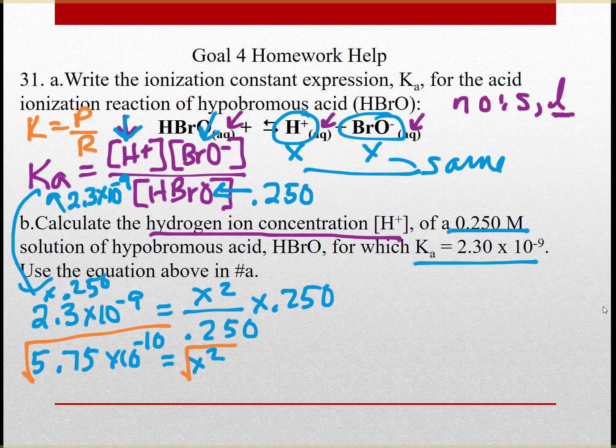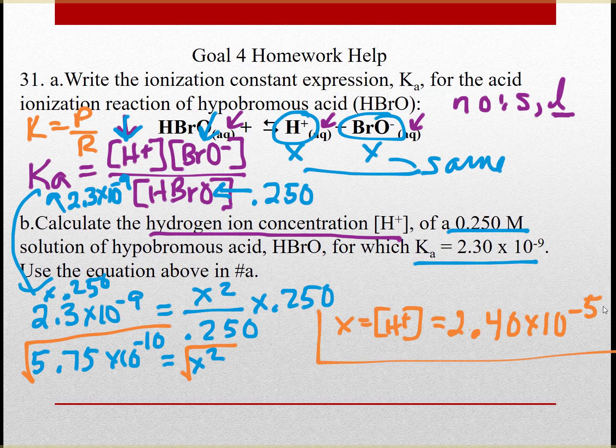I'll press the square root button on my calculator, and I get X, which is my hydrogen ion concentration, equal to 2.39. So actually that's going to round up to 2.4 times 10 to the minus 5. So that is my concentration, and that is my answer.